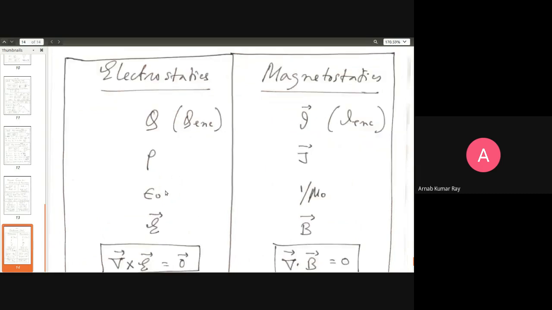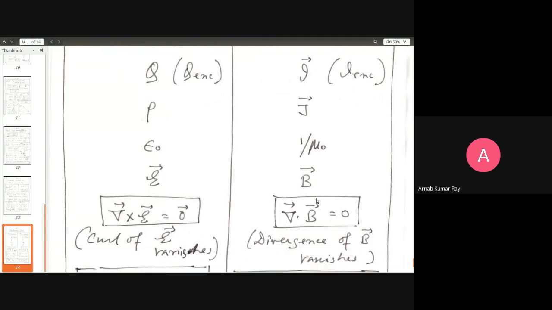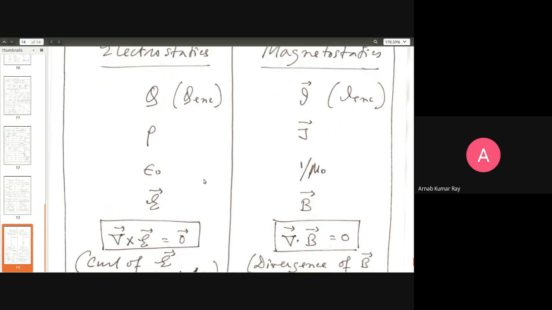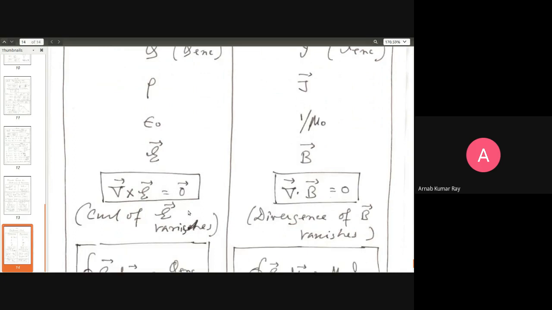In the case of electrostatics, you have epsilon naught. In the case of magnetostatics, you have 1 upon mu naught. In electrostatics, you have the electric field, E, and in magnetostatics, you have the magnetic field, B. In electrostatics, curl of E is equal to 0, with non-zero divergence, complete divergence or convergence. And in magnetostatics, you have divergence of B is equal to 0.